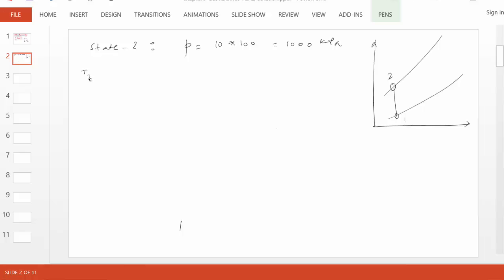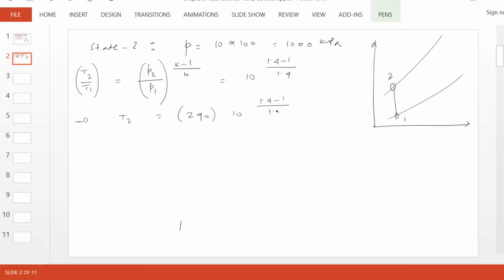For T2 over T1, we can use the isentropic relationship for a perfect gas, which we have been doing quite a bit in all other problems. So therefore T2 can be obtained now. T1 is already given, 290, times 10 to the power of (1.4 minus 1) divided by 1.4. And if we calculate that, we will get T2 equal to 560 Kelvin.